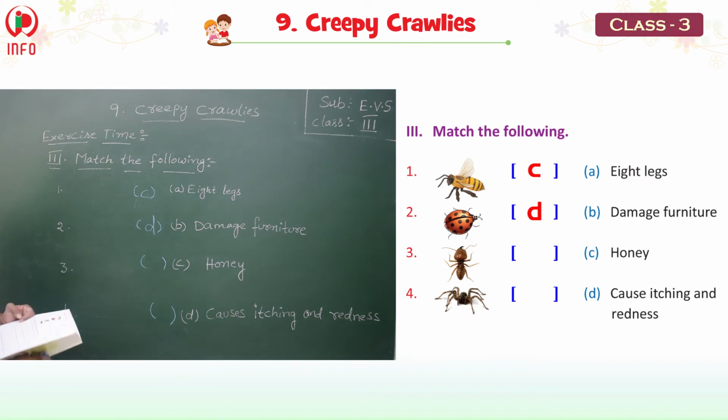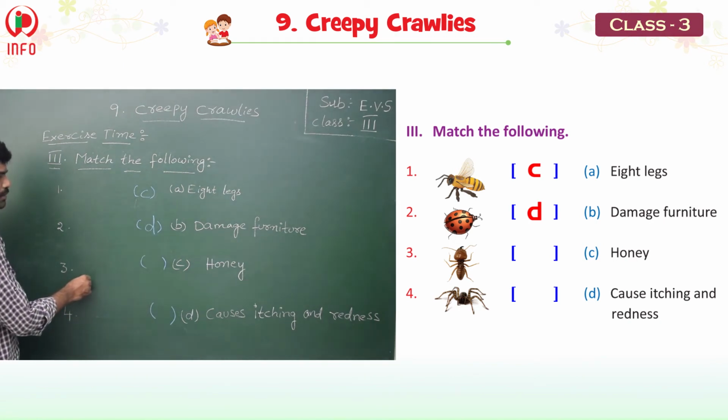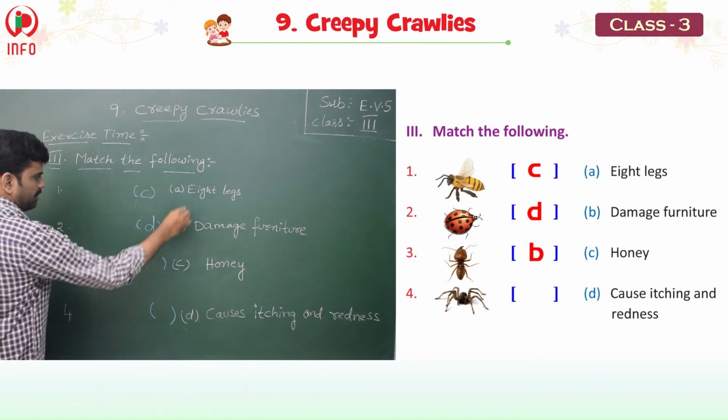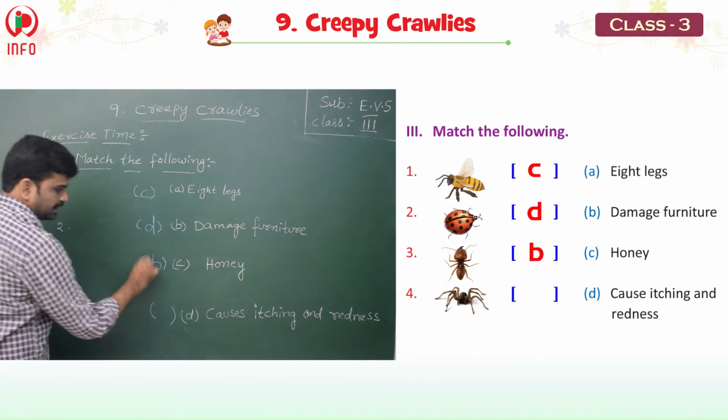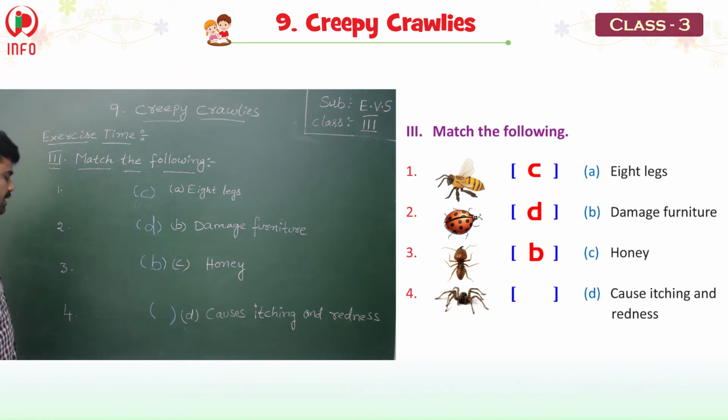What is the third one? Yes, okay, termites. What will this do? Damage furniture. Yes, it is. Now I am writing B here.